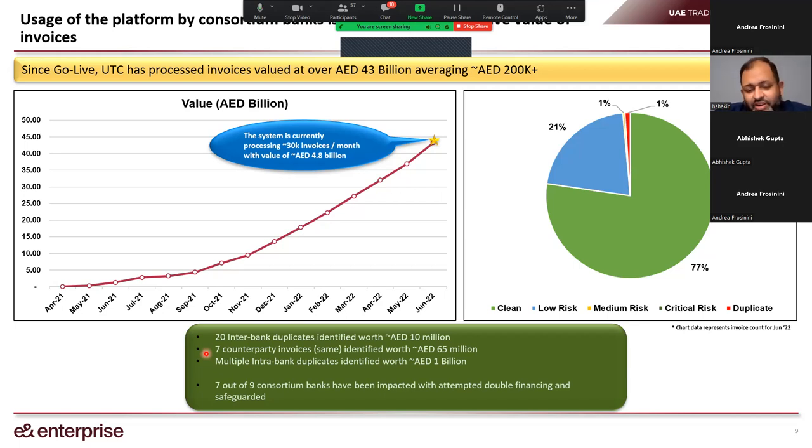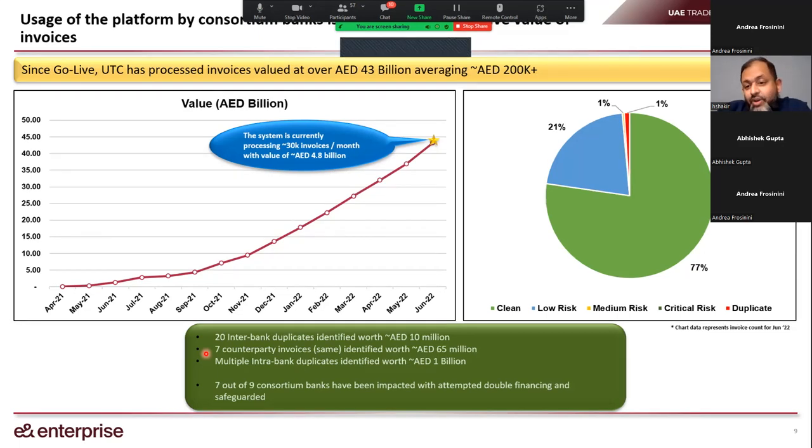Apart from that, there are the intra-bank duplicates. And again, as I highlighted, it could be because there's partial financing happening, or there is duplication within the bank because it's coming through two different channels or through different RMs. Or it could be that within the bank, the processes are not in line, and they end up uploading the same invoice twice. That number is growing significantly.